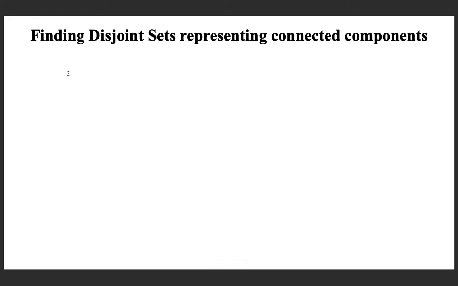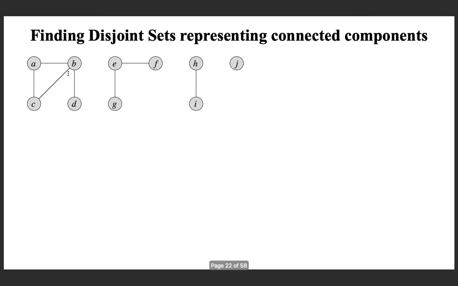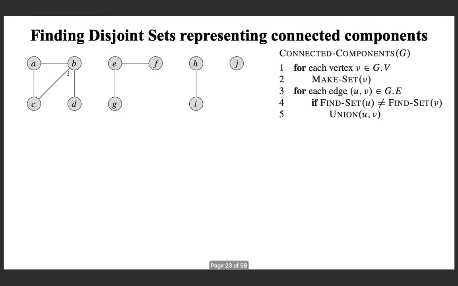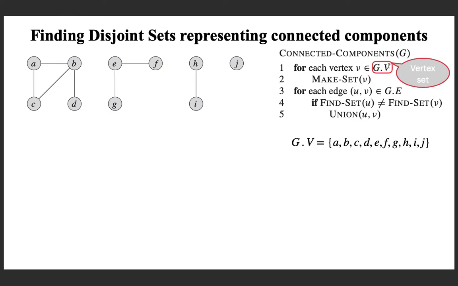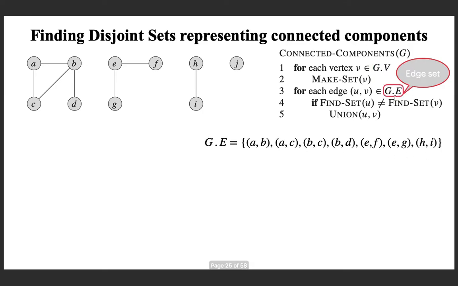Now, finding disjoint sets representing connected components. Here I am just copying this algorithm from the textbook. We can see what it is doing, and the aim of this algorithm is to get a disjoint sets representation of a given graph. And in this, G.V represents the vertex set. In this case 10 vertices are there, and G.E represents the edge set. There are 7 edges.